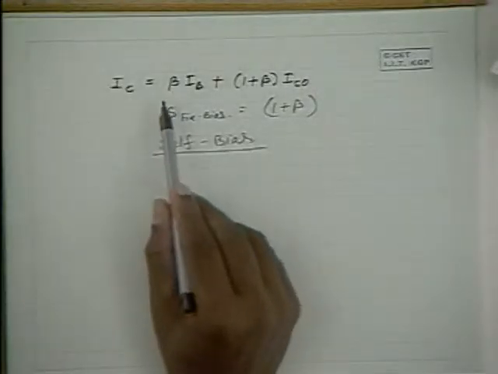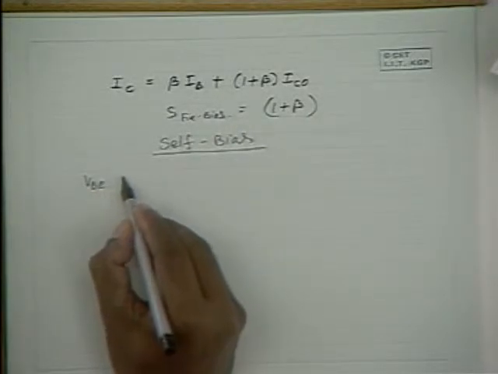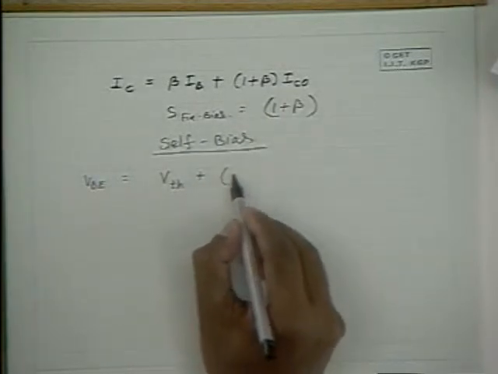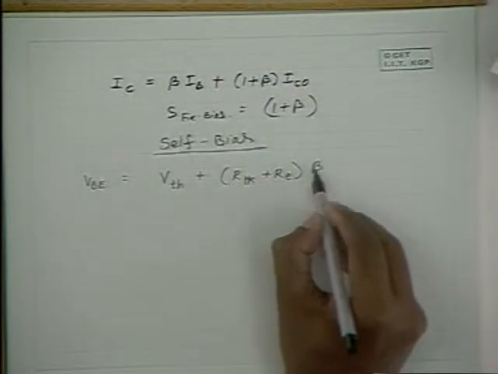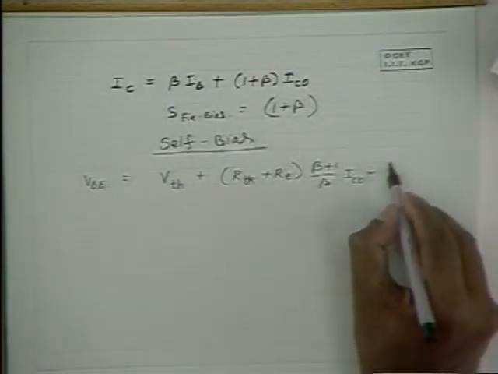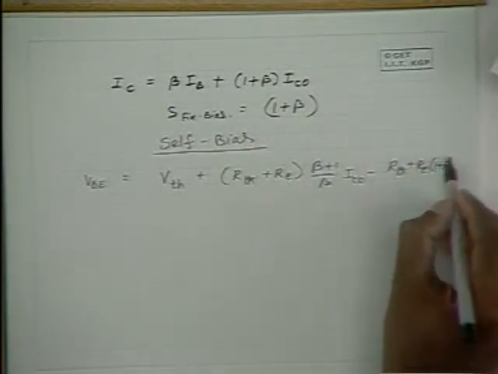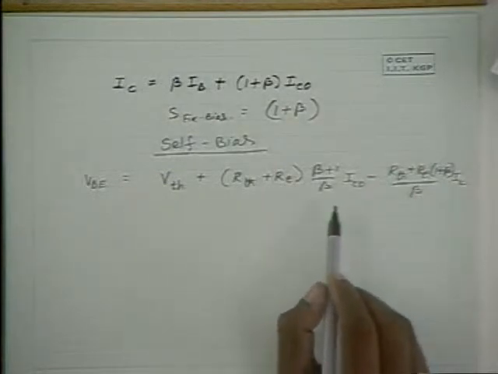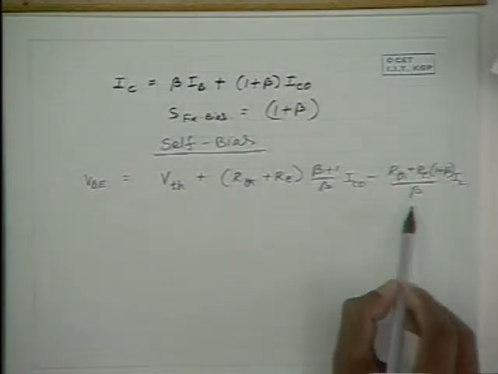Substituting this for this in the self-bias circuit, it can be shown that on the input side equation, VB is equal to the Thevenin's equivalent V Thevenin plus the Thevenin's equivalent R Thevenin plus RE into beta plus 1 by beta into IC naught minus R Thevenin plus RE into 1 plus beta by beta into IC. So please note that in the absence of IC naught, that means by neglecting IC naught, we get this equation VB equal to V Thevenin minus R Thevenin plus RE into 1 plus beta by beta whole into IC.